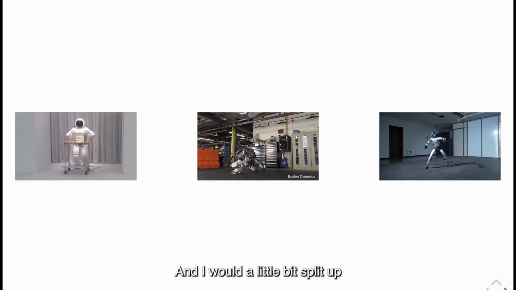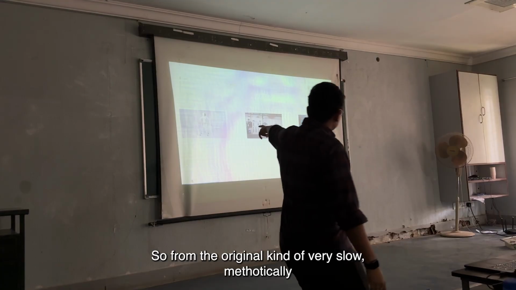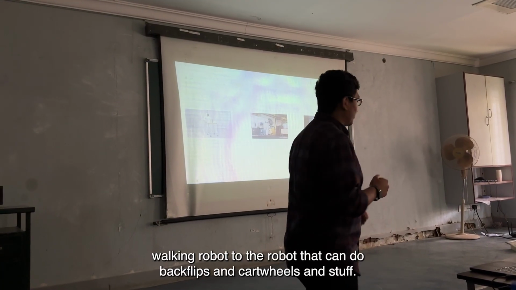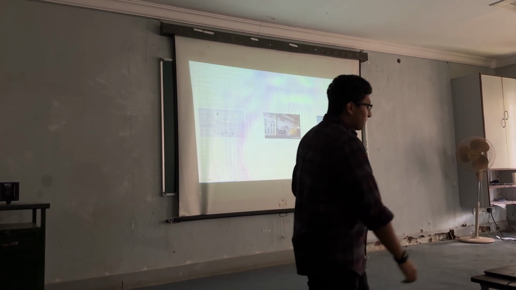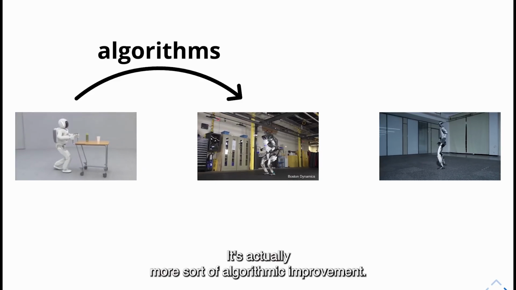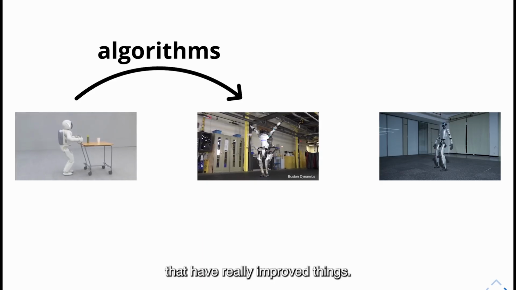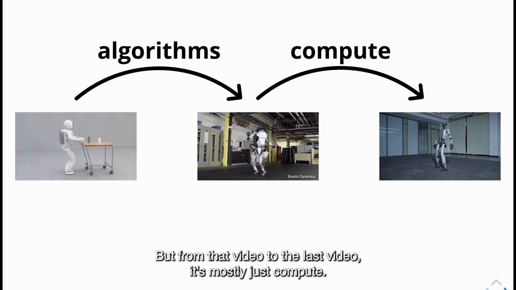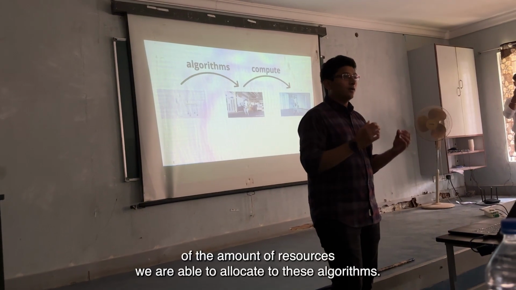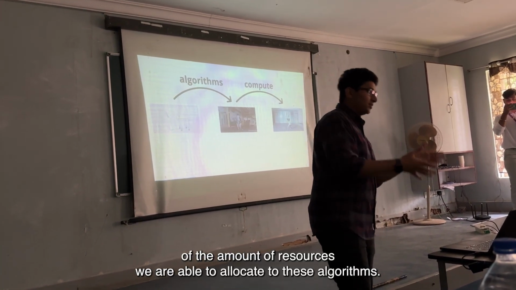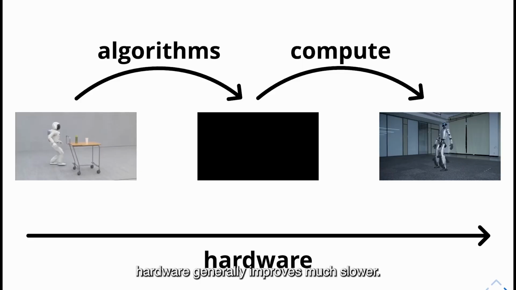And I would split up the progression of robotics slightly differently. From the original very slow, methodically walking robot to the robot that can do backflips and cartwheels, it's mostly an algorithmic improvement. There was much more embracing of certain algorithmic techniques that have really improved things. But from that video to the last video, it's mostly compute. I would argue that it's mostly a computational scaling of the amount of resources that we're able to allocate to these algorithms that we have. And all the while, hardware has been improving, but hardware generally improves much slower.